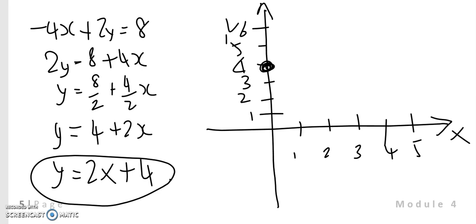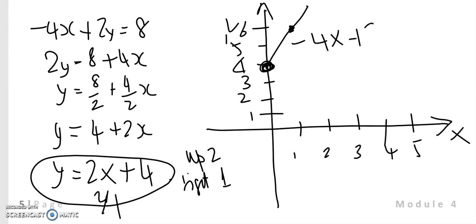The slope is 2x. So basically what that means is it is up by 2 and right by 1, because 2x can be thought of as 2 divided by 1. Okay, so up 2 and right 1. So up 2 will be 5, 6 and right 1 will be 1 here. And now I have a straight line. And that will be my straight line. Okay, and the equation of that straight line is going to be minus 4x plus 2y is equal to 8.